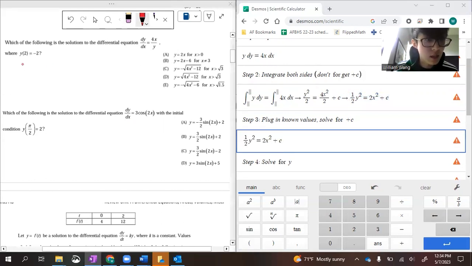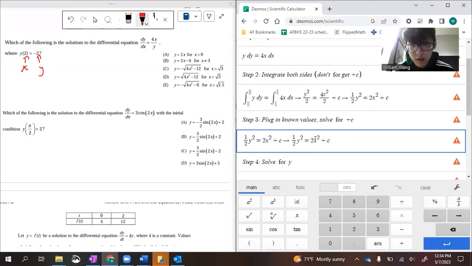So what did they say? They said that when x is 2, my y should be -2. So let's plug in those values. I'm going to copy and paste this. When my x is 2, my y should be -2. Okay, let's continue solving for this. -2 squared is -4, divided by 2 is -2. That's equal to 2 times 2 squared, which is 4, times 2 is 8, so 8 plus c.